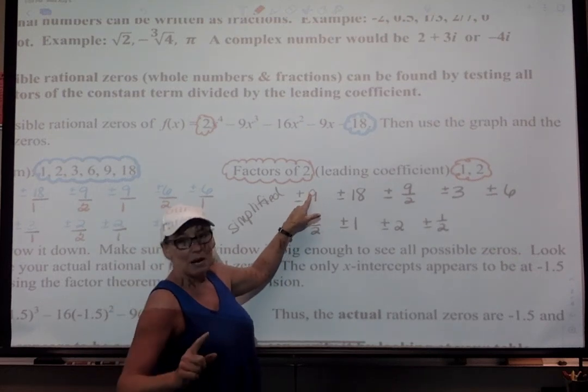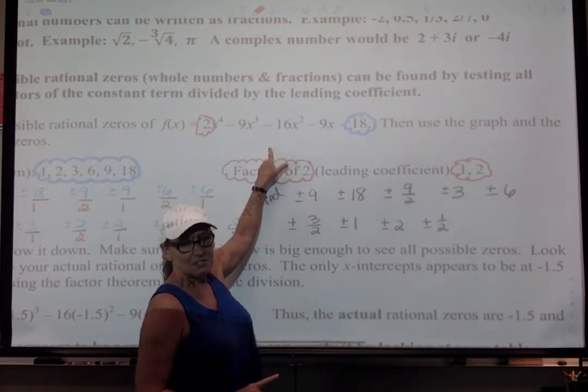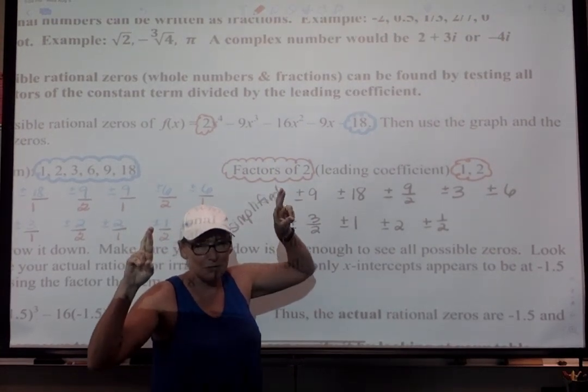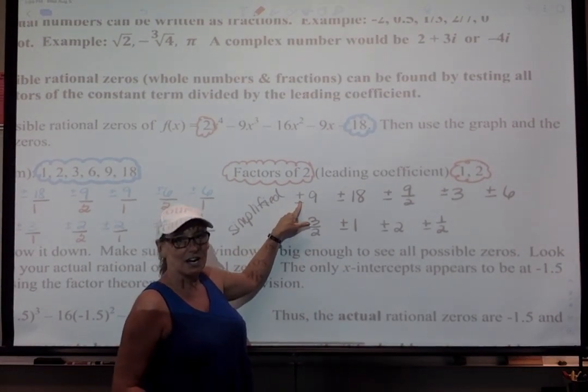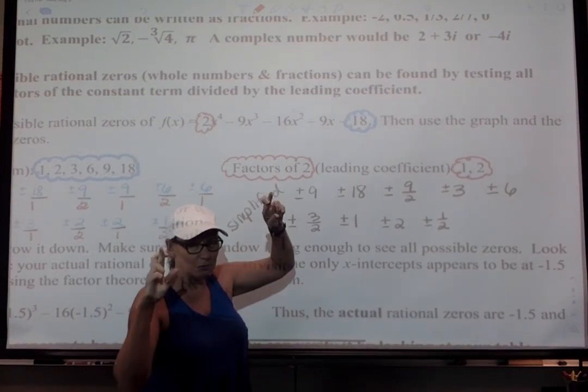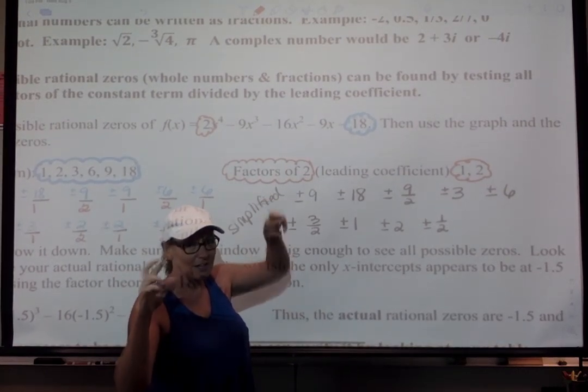So back in the day, you know what they would have done? They would have taken positive 9, sent it through synthetic division, hoped for a remainder of 0. If that didn't work, negative 9, send it through synthetic division, hoped for a remainder of 0. And so on and so on.